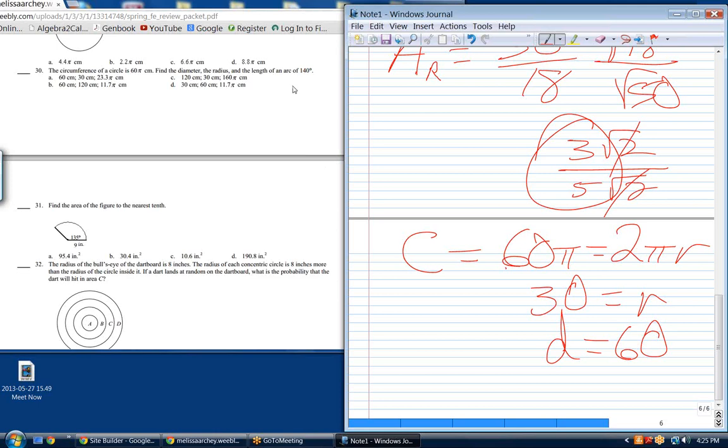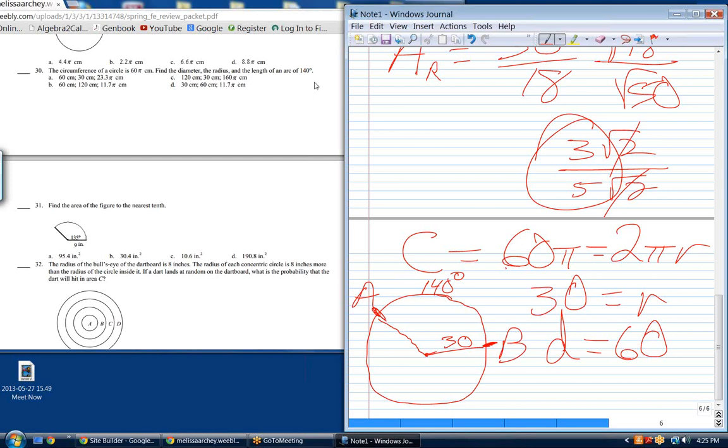Okay, and they want the length of an arc of 140 degrees. So here's our circle with radius 30. And they want the arc. This is a 140 degree angle, so this is a 140 degree arc. So from there to there, from A to B, what's the measurement of that? They want the length of that arc.